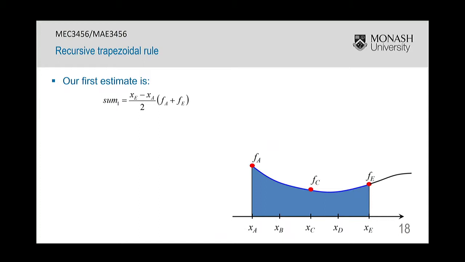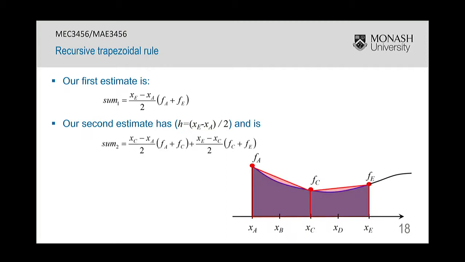So our first estimate comes from the previous slide. Let's look at a second estimate where now we're going to use a step size of xe minus xa on 2, and so we're going to use 2 segments represented in the figure there. We're going to use the values at fa, fc and fe, and it's pretty easy to show that this composite trapezoidal rule with both these two segments here is given by this function here.